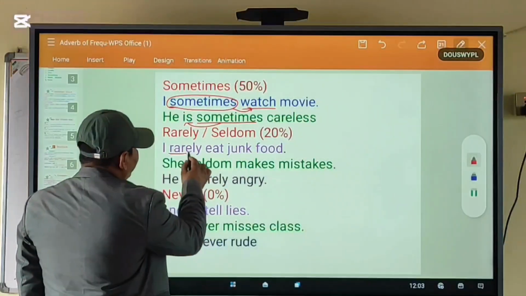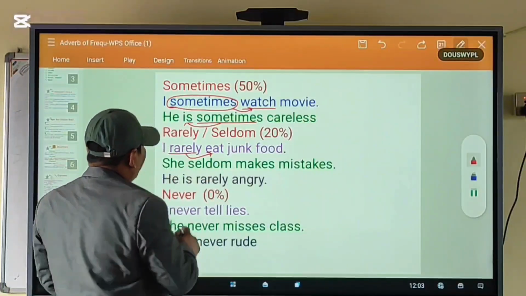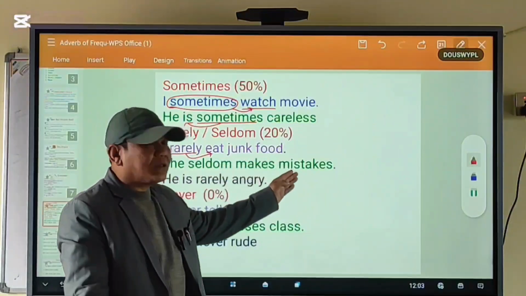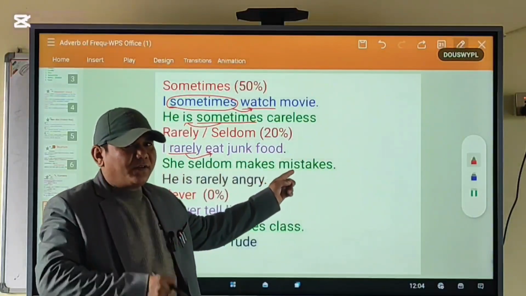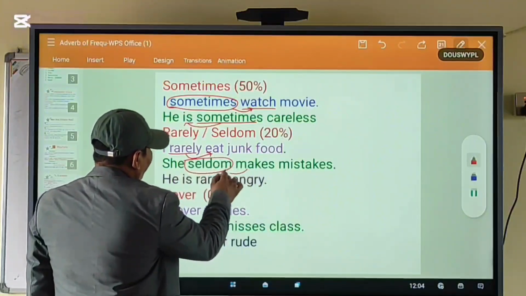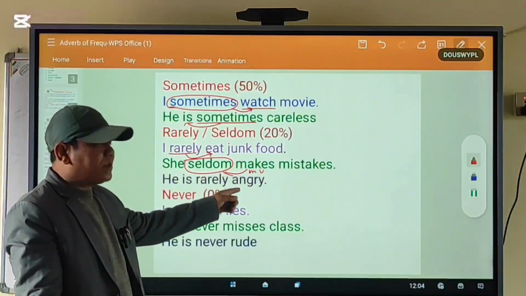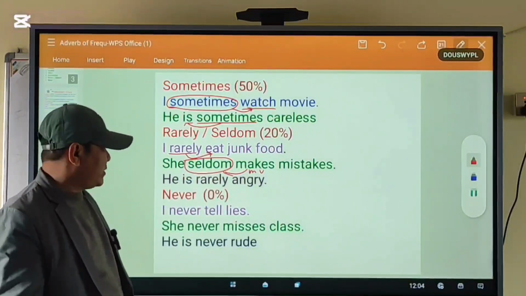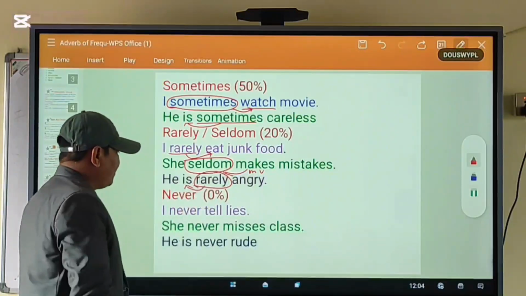Look at this, seldom is used before the main verb. She seldom makes mistakes. Means what? She makes mistakes only 20%. She makes mistakes not often. Similarly, he is rarely angry means what? He is angry not often. He is angry only 20%. Okay, look at this example. Rarely is used after the to be verb.